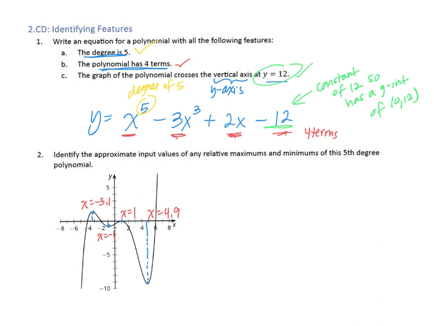Down to number 2, it says identify the approximate input values. So inputs mean your x values of any relative maximum or minimum. So here's a maximum, here's a minimum, here's a maximum, here's a minimum. I approximated this to be negative 3.1, this to be negative 1, that to be 1, and this to be, I don't know, 4.9, 4.8, or positive 5. So those were my approximations of the input values, or the x values, for number 2.